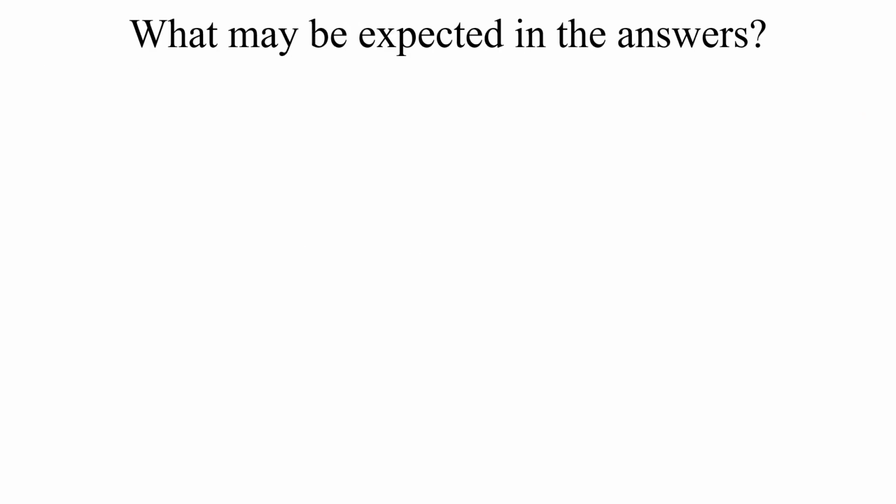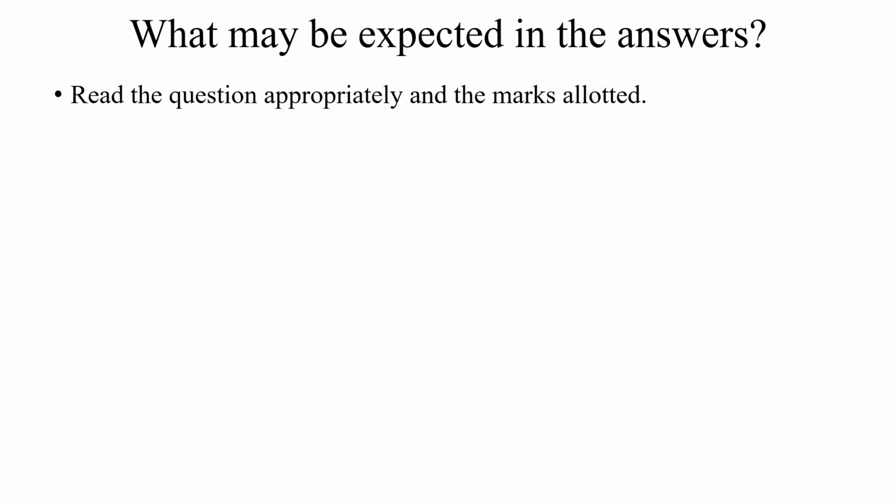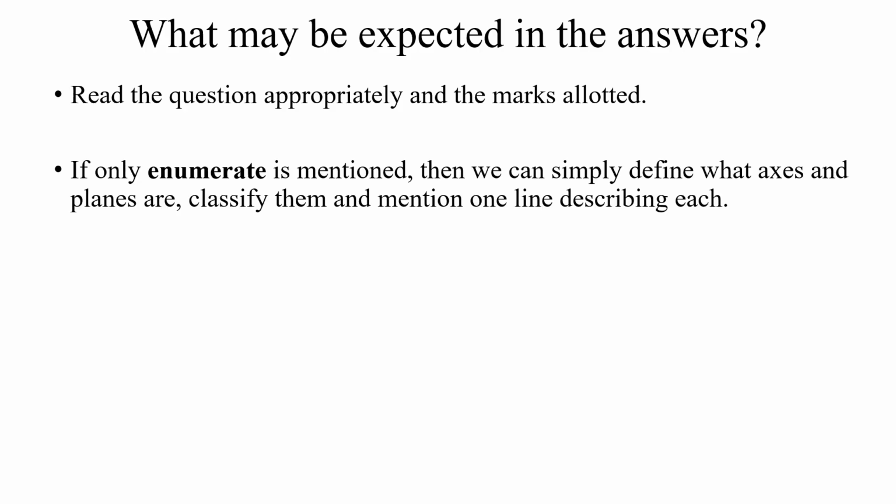So what do you expect while writing the answers for cardinal planes and axes? First of all, read the question appropriately and note the marks allotted. Don't write a lot for just 3 marks or just a little for 7 marks. Understand how many marks are allotted. If they've asked you to just enumerate, simply write down the definitions of the axes and planes, classify them, and maybe one line describing each axis and plane should be good enough.